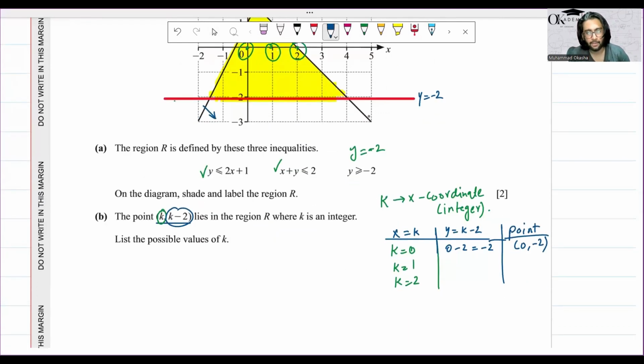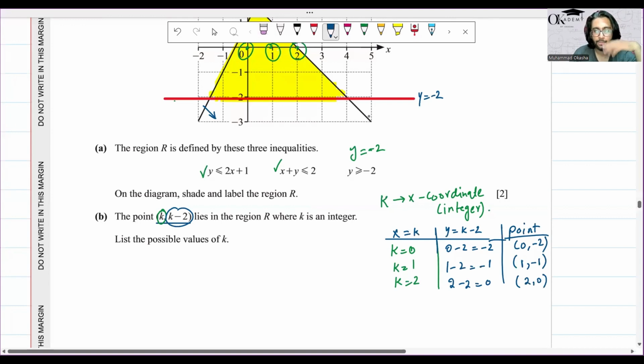Let's do this working here and we'll see the points by the very end. K equals 1, so Y would be 1 minus 2 equals negative 1. So the point is (1, -1). And if K is equal to 2, then 2 minus 2 is equal to 0, so (2, 0) is my point.